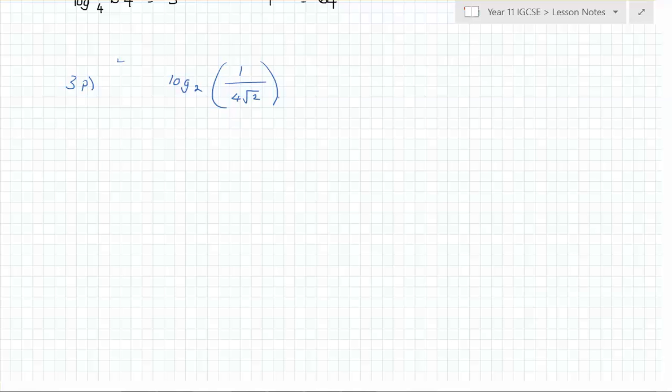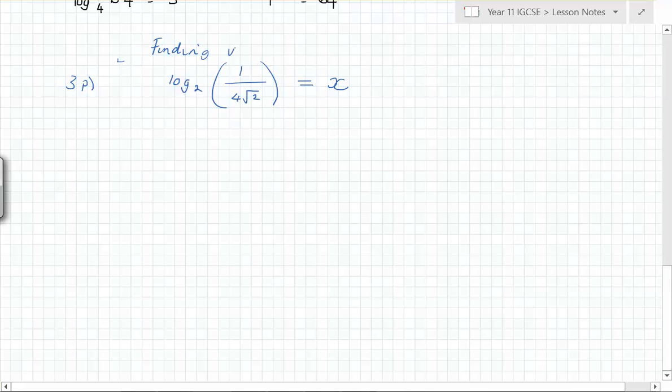So let's write it in exponent form. So we've got to find the value of it. So finding the value basically means we're doing equals something. The value is the unknown. We'll call that x. So how can I then rewrite that? Okay. 2 to the power of x equals 1 over 4 root 2. Okay. So we've got to find what x is.